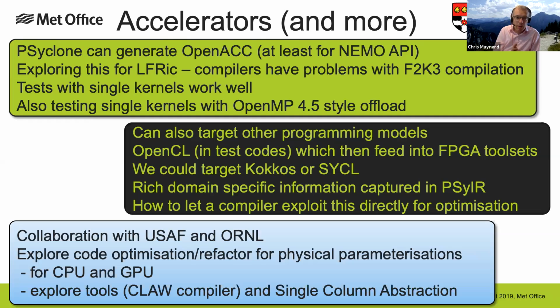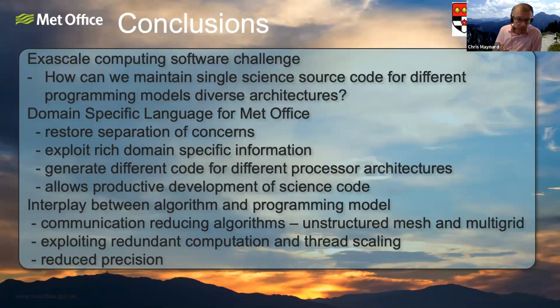And we have collaborations going with the US Air Force who use the Unified Model, and the Oak Ridge National Lab for experimenting on their GPU system there, again using domain-specific language type approaches to try and help us get the performance we need. So, conclusions. We have an exascale computing software challenge. How do we maintain single science source code for different programming models that exploit diverse architectures?